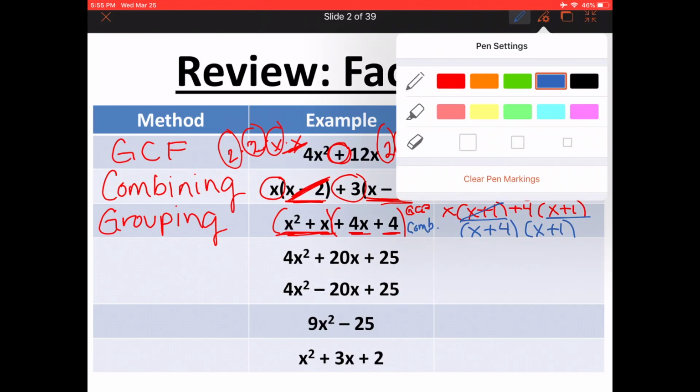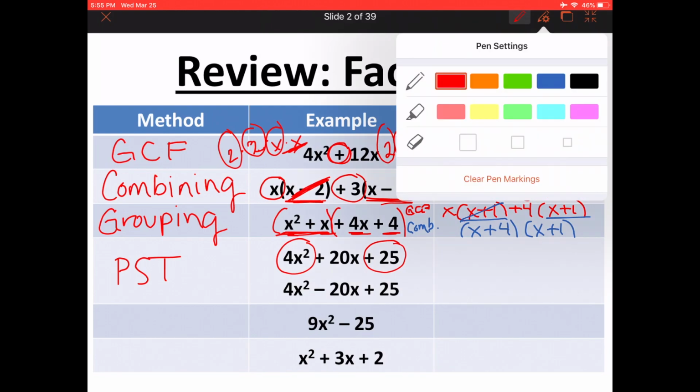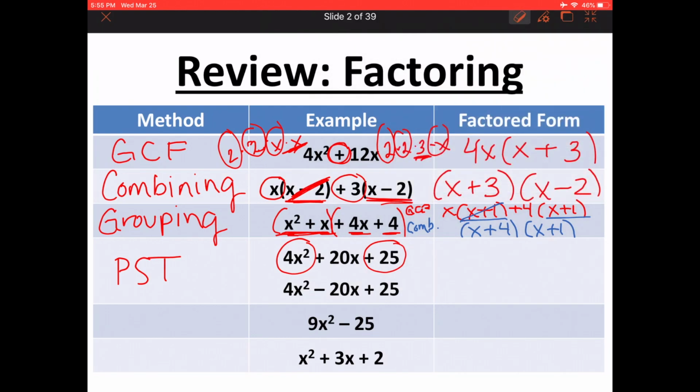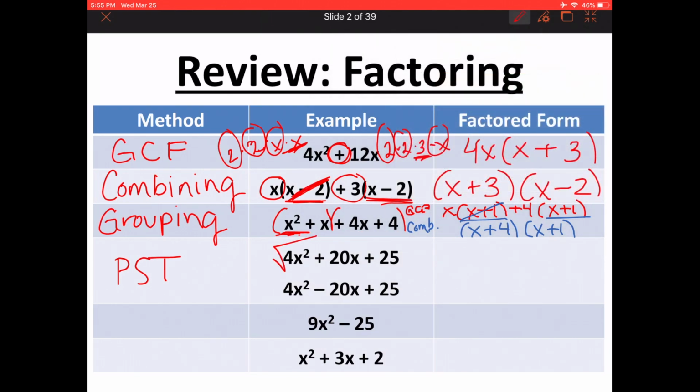Now let's go to our 4th method of factoring, which is going to be PST, or perfect square trinomial. If you remember, for our perfect square trinomials, it has to have 3 terms. That's what a trinomial is. And then both our first and last terms have to be perfect squares. Okay, and so now what we're going to do for the perfect square trinomial in order to factor is I am going to square root my first term. The square root of 4x squared is 2x. I'm going to square root my third term. The square root of 25 is 5.